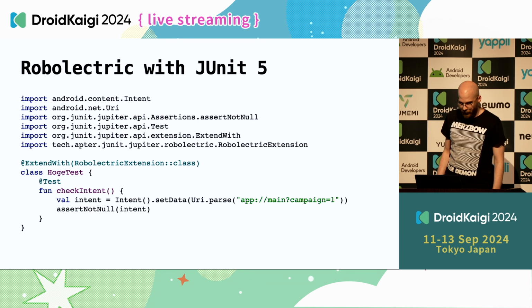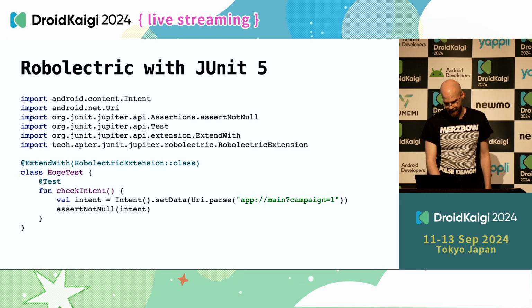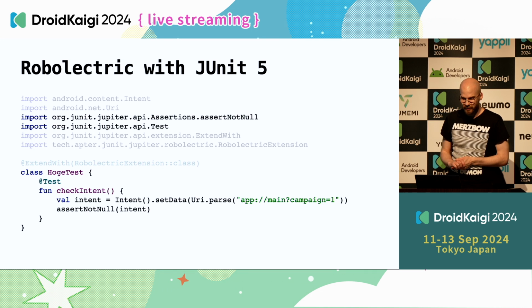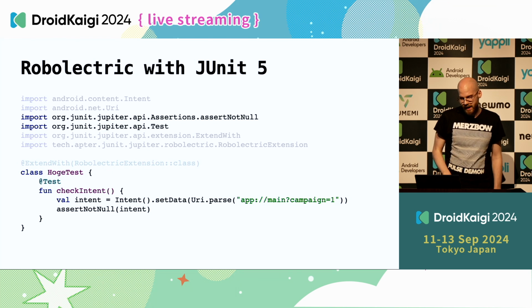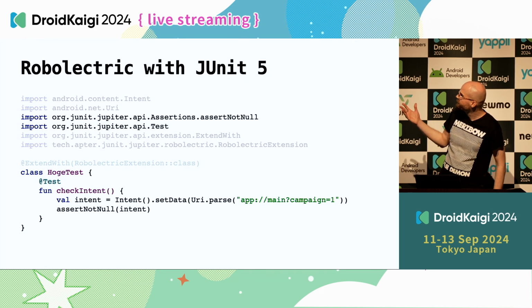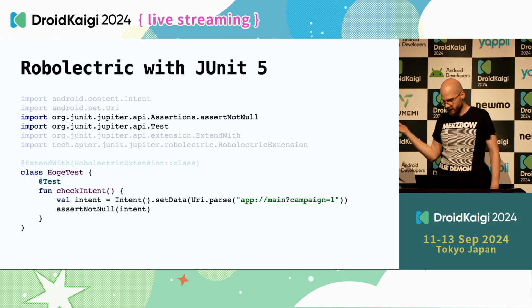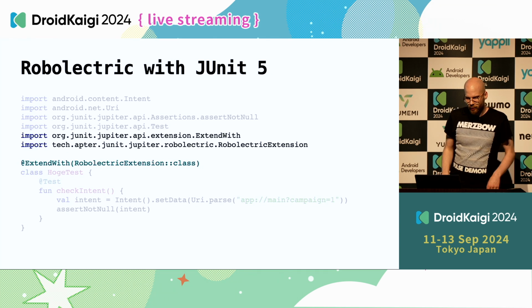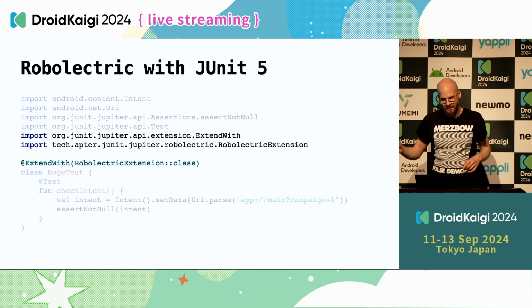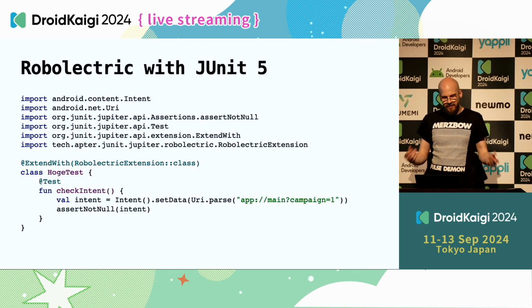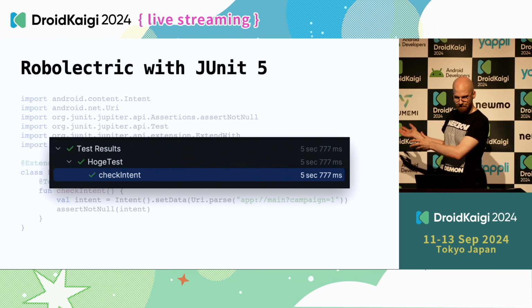This is the first ever test class with JUnit 5 and Robolectric. We see that it uses the Jupyter API in the imports, so this is a proper JUnit 5 test, and the test method is the same. It uses intent, URI, and so on. What we add on top is this extension. We extend with the Robolectric extension. Now this is similar to the runner declaration from before, isn't it? So with this change, this class passes.